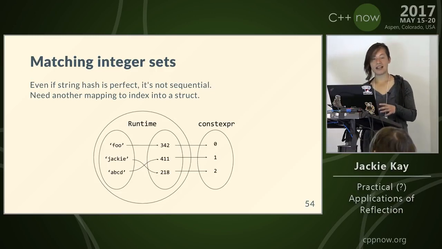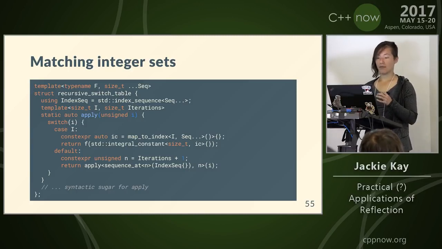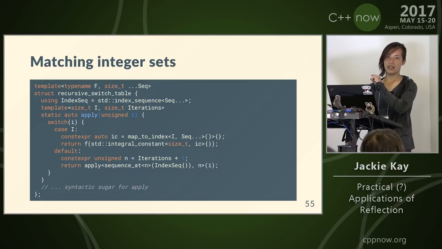So we have another level of hashing, from runtime integers to compile time integers. And here I use a recursive switch statement, where seek in this example is the known set result of our string hash. And then I map that to sequential indices.